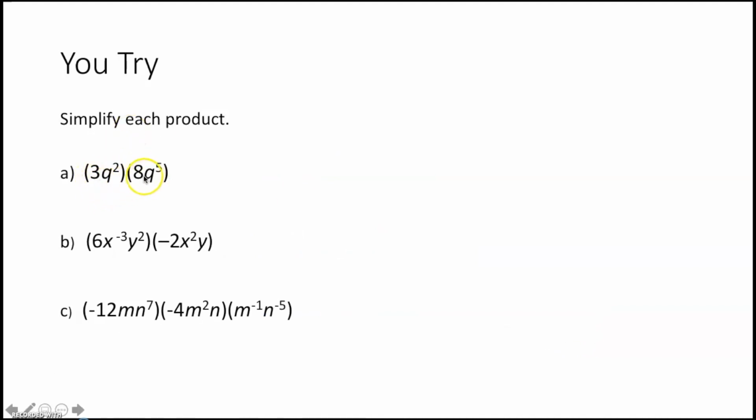You try. Okay, doing the same thing here. So again, we want to multiply the coefficients that are out front. So 3 times 8 is going to give you 24. And then q to the 2nd times q to the 5th, we add those exponents together because they're like bases, and we get q to the 7th.